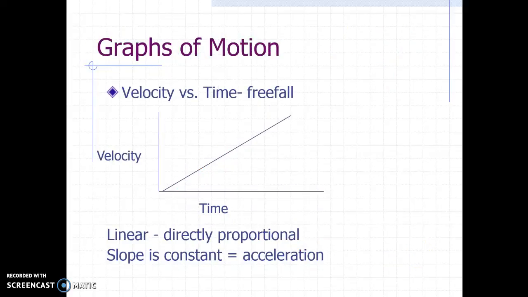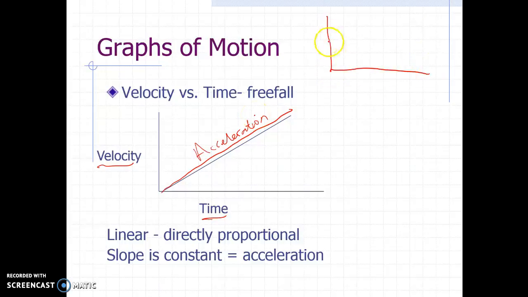Graphs of motion. Again, you already have this header. This time we have velocity versus time. Please note the difference between these labels. This time, the slope represents acceleration. We have a slope of velocity versus time. So again, if this is your v versus t, and it's constant, this is a constant velocity.